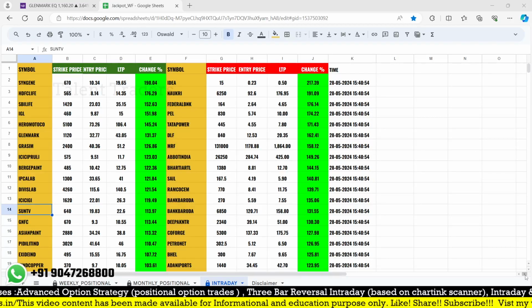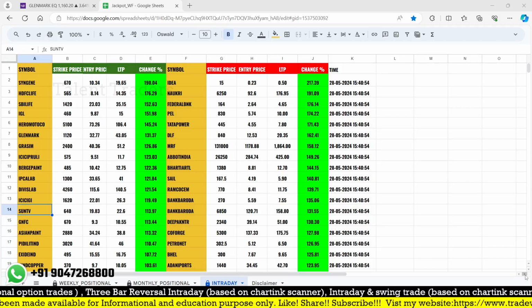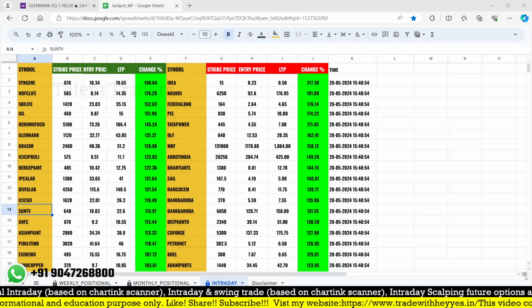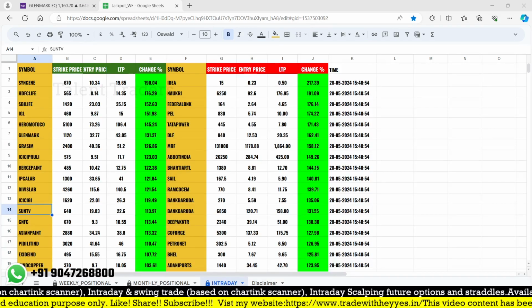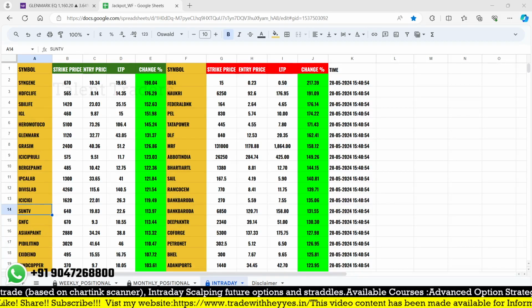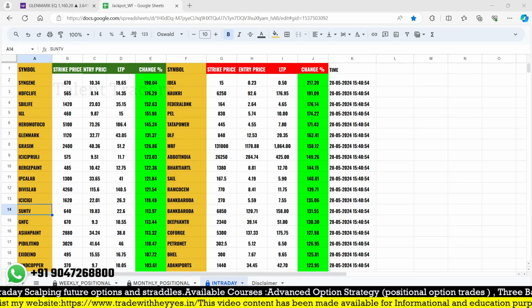Some of my new subscribers are asking how to use it and how to find them. The main reason we are creating this sheet is to find the 2 to 3 entries in intraday, which I'm regularly posting on shorts videos, where I'm selecting the first three stocks based on the concept: after 9:30, a fresh breakout.